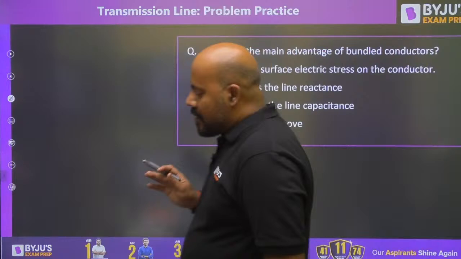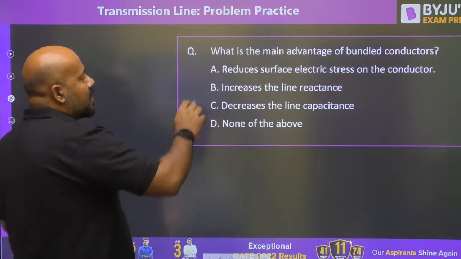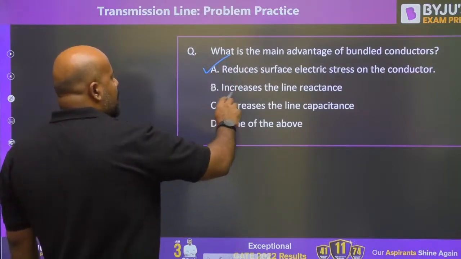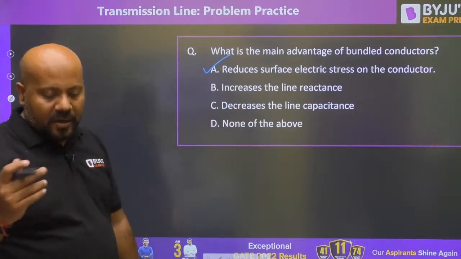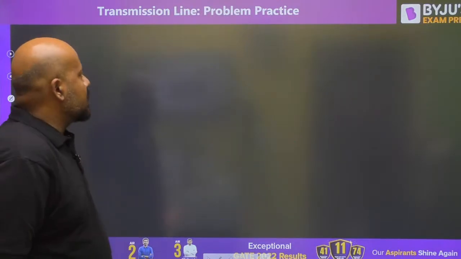What is the main reason why we are going for the bundled conductor? What is the main advantage? It reduces the surface electric stress on the conductor. Yes. Increases line reactance. Let us talk a little more about what is happening with the bundled conductors.